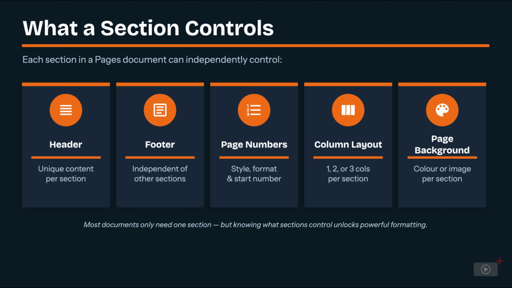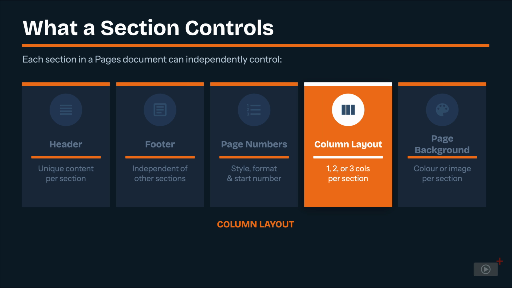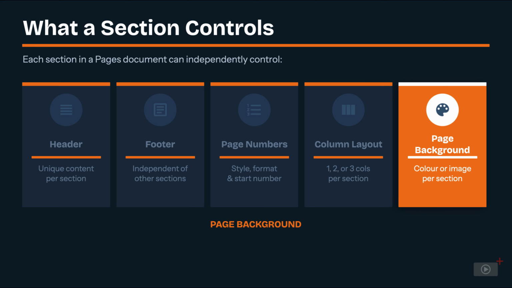Now, every Pages document has at least one section. You've probably never noticed because most of the time you only need one. But once you understand what sections do, they do unlock solutions to problems that otherwise seem impossible. Now, a section is basically a chunk of a document that can have its own header, its own footer, its own page number system, column layout, and indeed page background color.